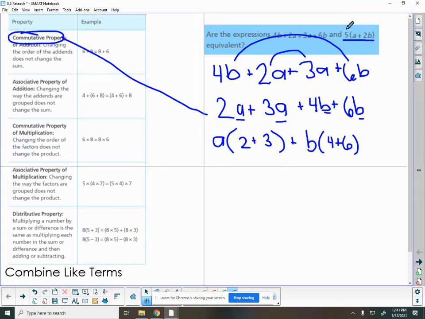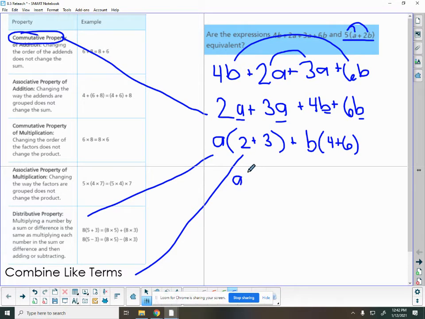So we've got 5 groups of A and 2 B's here. So right now we have 2 groups of A plus 3. So we're going to combine. After we've used our distributive property, we're going to combine the things in the parentheses.